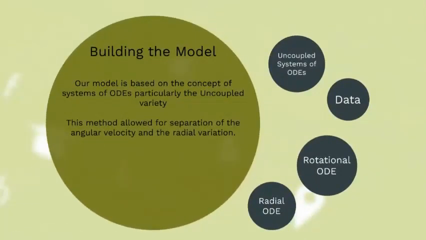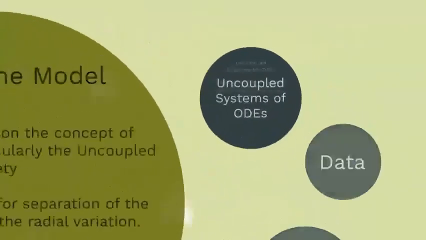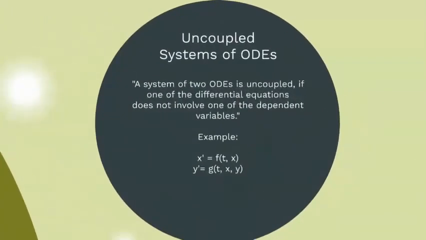Now for the actual building of the model. Our model is based on the concept of systems of ODEs, particularly uncoupled systems of ODEs. This method allows for separation of the angular velocity and the radial variation, which causes the driving force. A quick definition: a system of two ODEs is uncoupled if one of the differential equations does not involve one of the dependent variables.